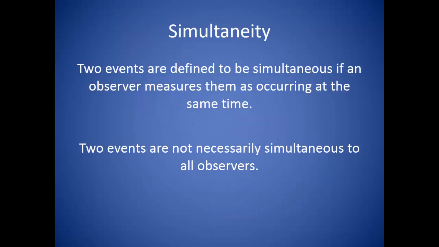So simultaneity deals with time and whether or not events occur at exactly the same time. It depends on two major ideas. The two events are defined to be simultaneous if an observer measures them as occurring at the same time. And two events are not necessarily simultaneous to all observers.